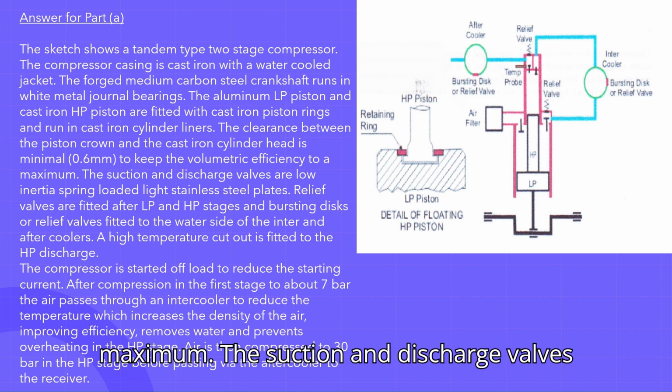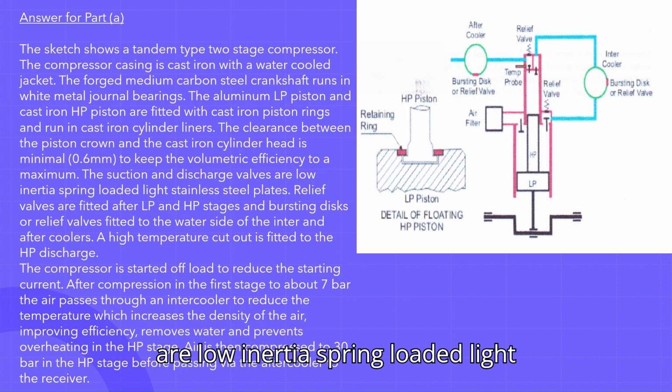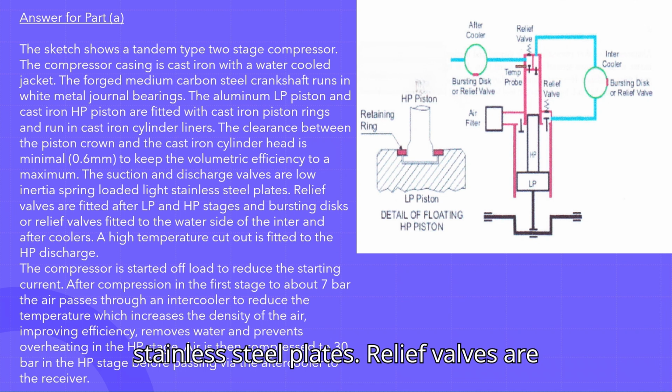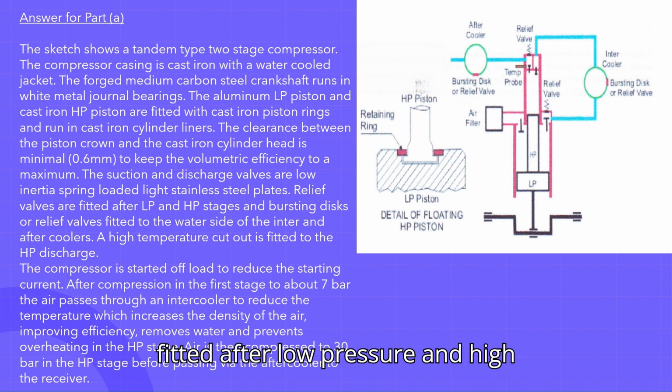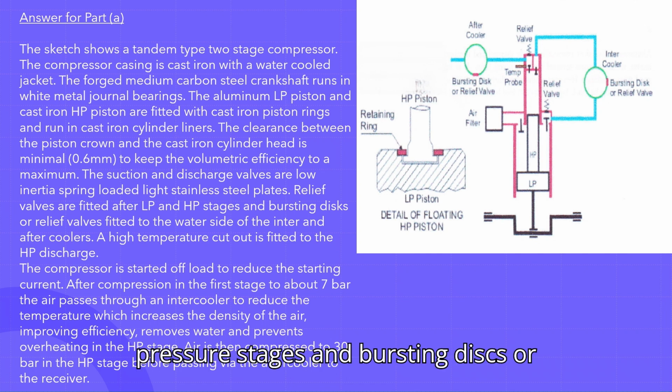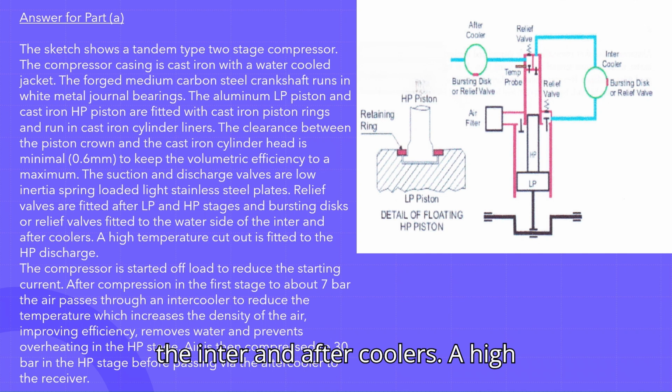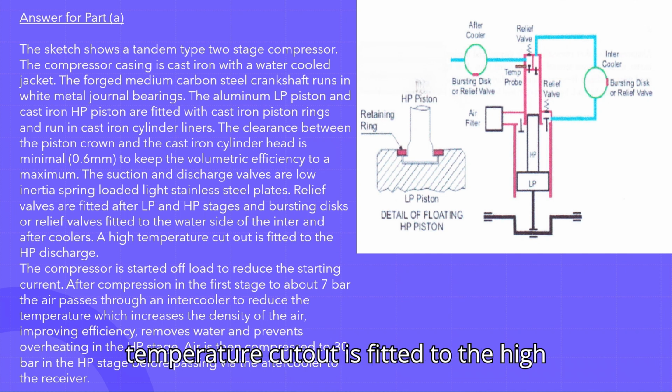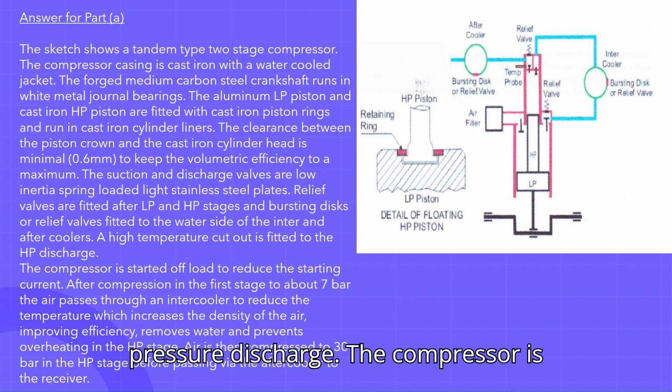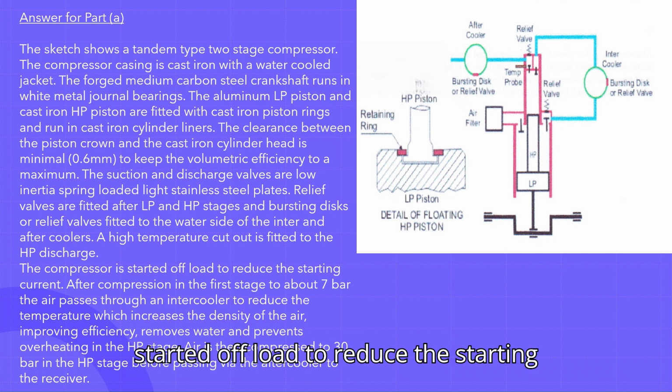The suction and discharge valves are low-inertia spring-loaded light stainless steel plates. Relief valves are fitted after low-pressure and high-pressure stages, and bursting discs or relief valves are fitted to the water side of the inter and after coolers. A high-temperature cutout is fitted to the high-pressure discharge. The compressor is started off load to reduce the starting current.